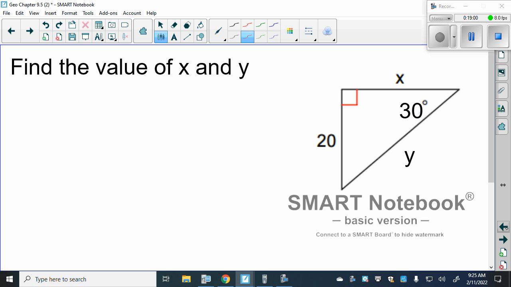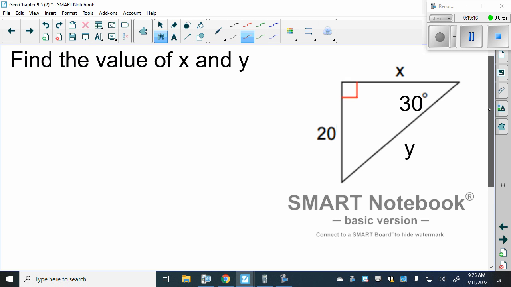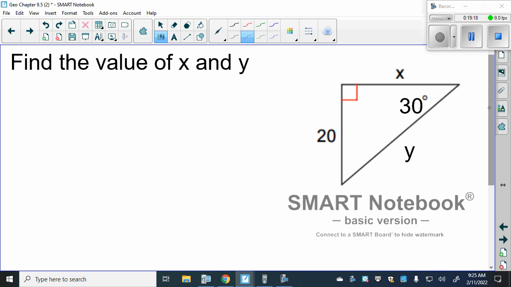So this isn't tangent. We could technically use tangent for this, but we haven't gone over it yet. Because what is tangent of an angle equal to, what over what? It would be, yes. And we could use it for this one here. But how do 20 and the angle 30 relate to each other? They're what? Opposite.